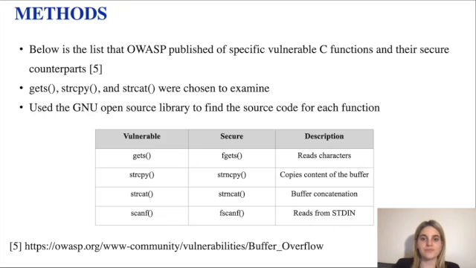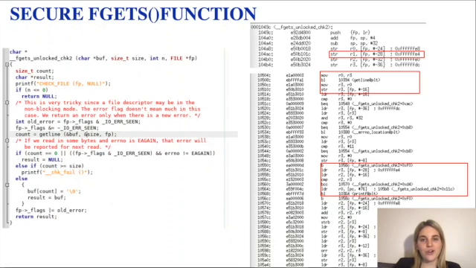was used. The table shows the different vulnerable C functions, their secure counterparts, and a description of the goal of the function. For this project, we used gets, string copy, and string cat to observe their behaviors. The source code for the C functions was obtained from the GNU C library. The first function we will look at is the secure fgets function, which retrieves a string.